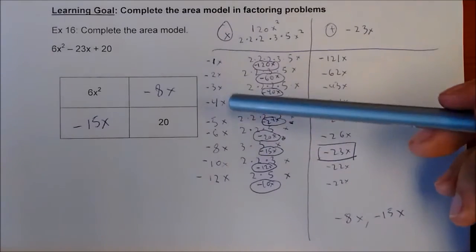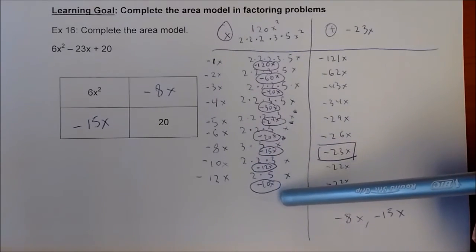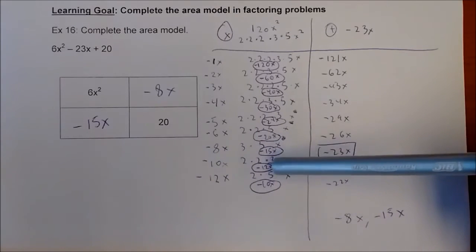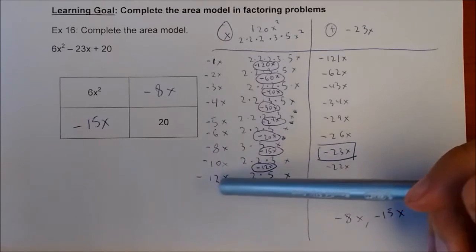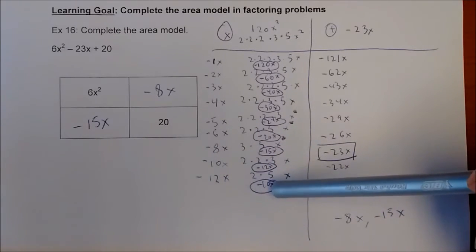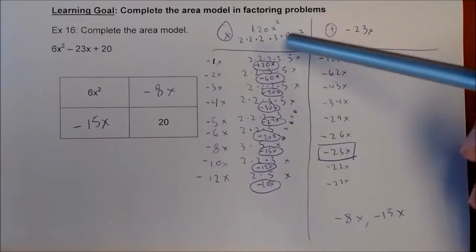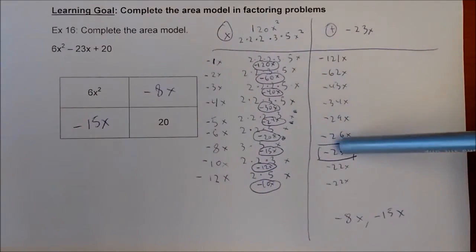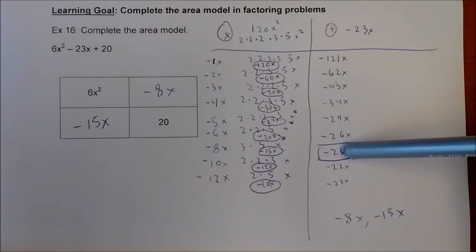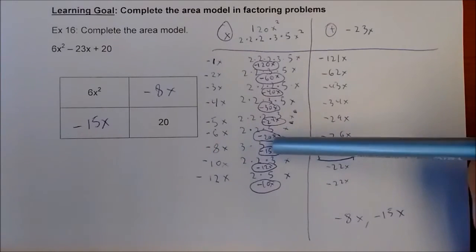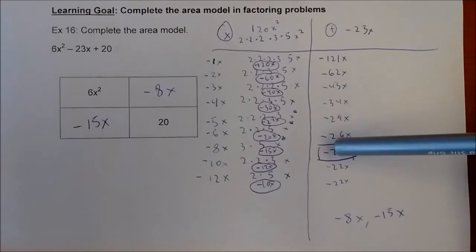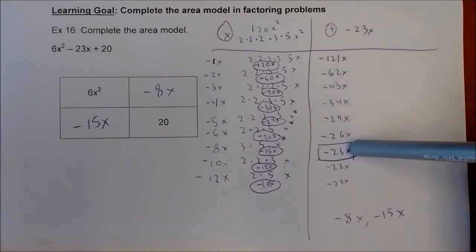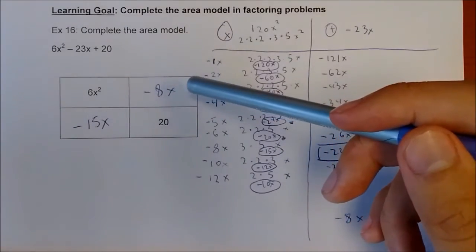And then I stopped at 12 because I noticed that negative 10x times negative 12x was the same as negative 12x times negative 10x. And then I added all of these together, and the one that turned out to be good was negative 23x, or negative 8x times negative 15x. So those had to be our two linear terms, so I put them inside the area model.